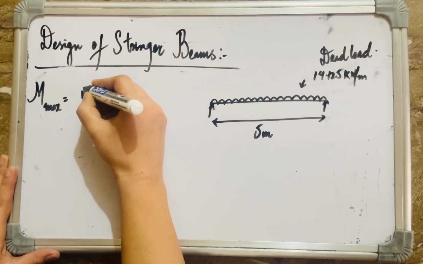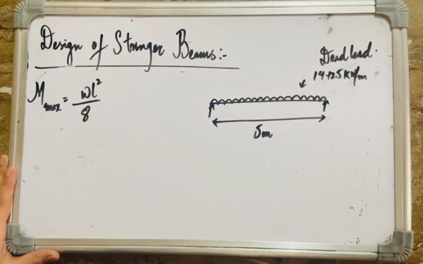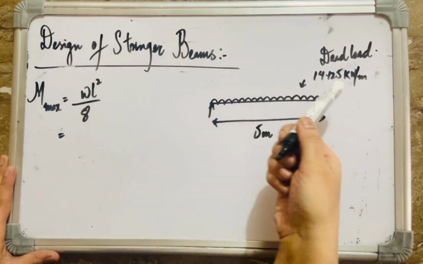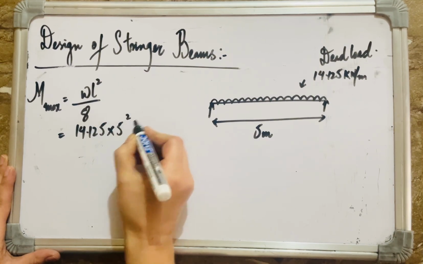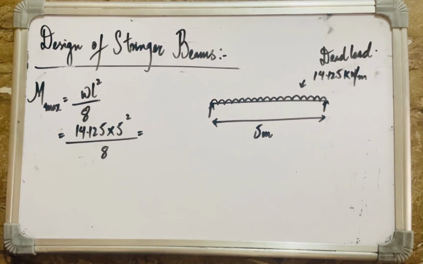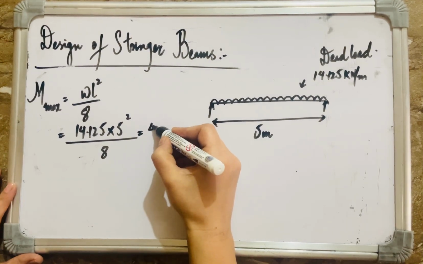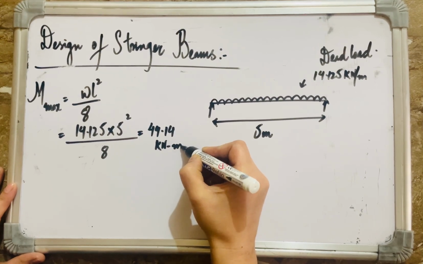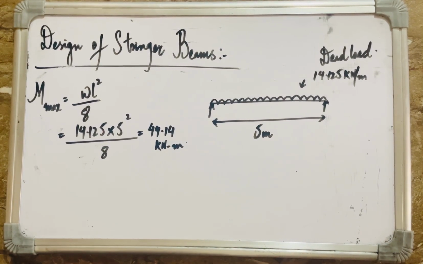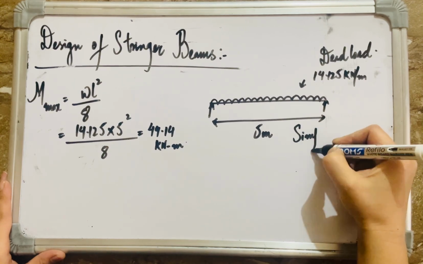It is WL square by 8. In this case, this W is 14.125, length is 5, square of 5 divided by 8, and this comes equal to 44.14 kilonewton meter. So this is my maximum bending moment on the stringer beam due to the dead load, which acts as a UDL of 14.125 kilonewton per meter. All right, and this is a simply supported beam. Please note this.